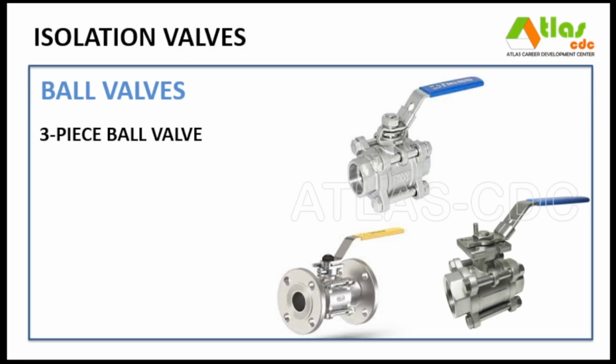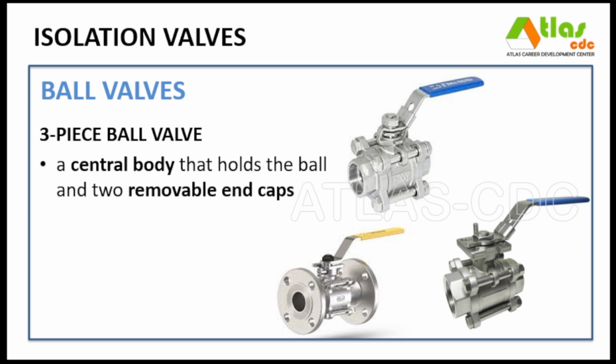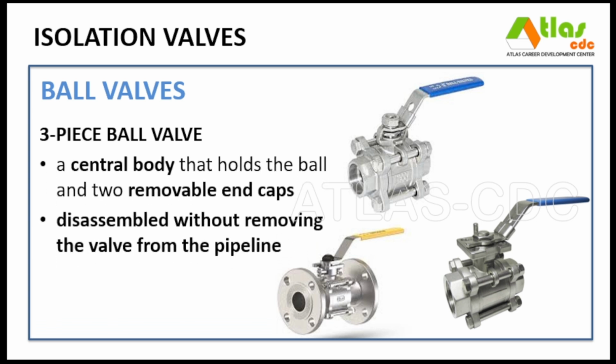A three-piece ball valve has a central body that holds the ball and two removable end caps, allowing it to be disassembled without removing the valve from the pipeline. Its mechanism involves a ball with a bore that rotates 90 degrees to control flow. The function is to provide tight on-off flow control while allowing easy maintenance.